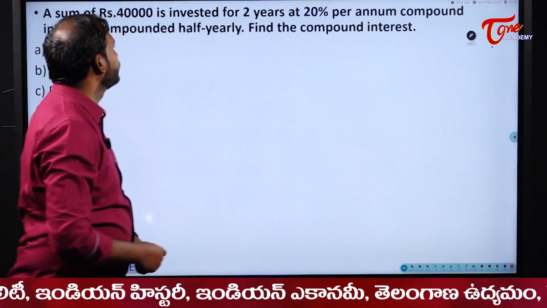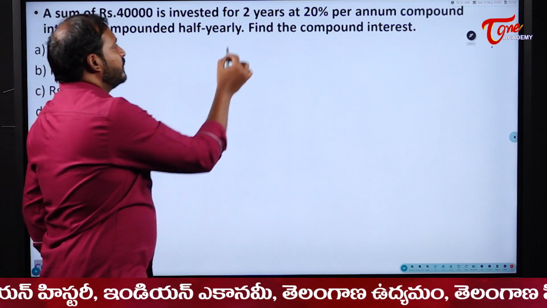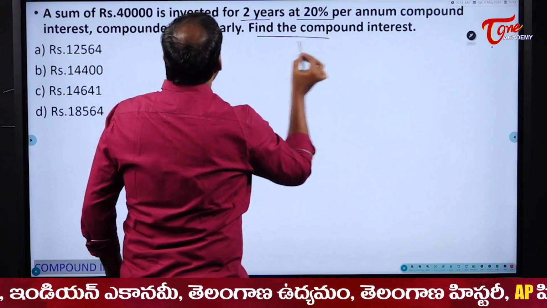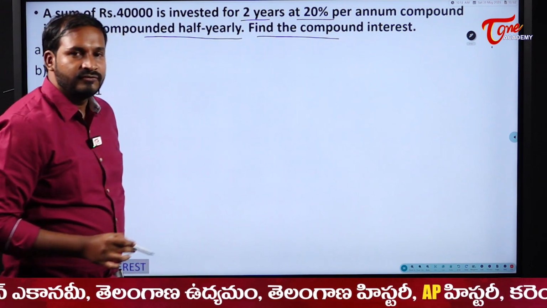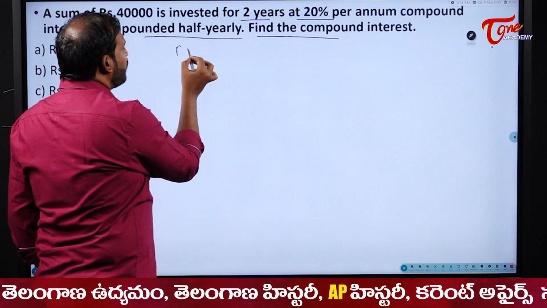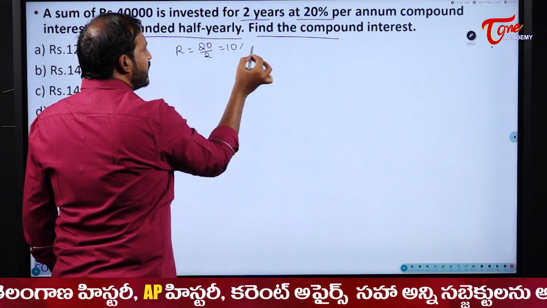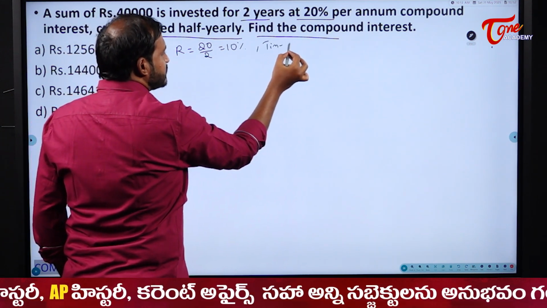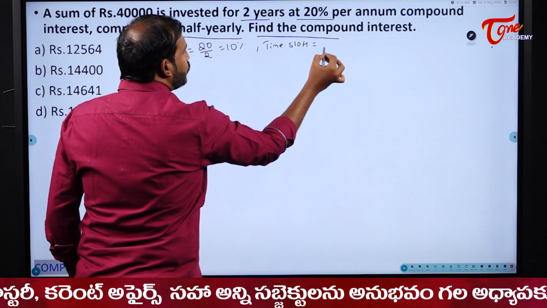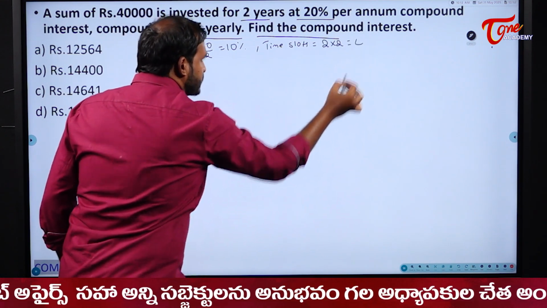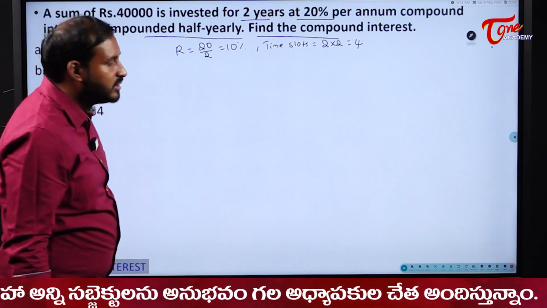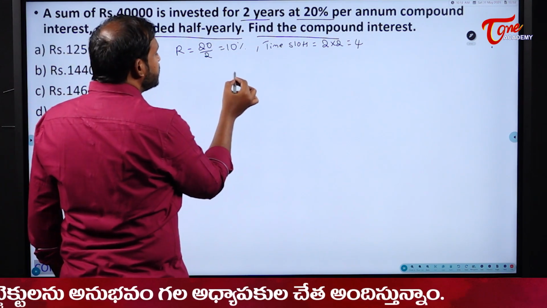Now see here. It is for 2 years at 20% compounded half yearly. 20%. Now my rate of interest will become what, students? 20 by 2, it will become 10. And when it comes to time slots, it will become what? 2 into 2, 4 time slots. Okay, understood? So now what I will write this one as?